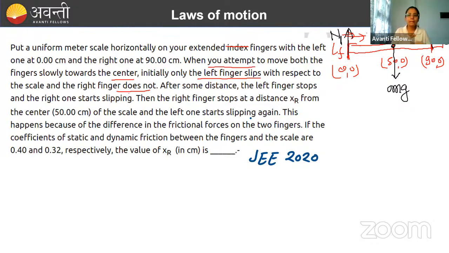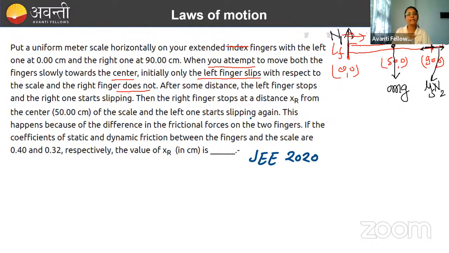What else? Initially it is said that the left finger is slipping and the right one is not slipping. Not slipping means what? Whatever horizontal force I am applying, whatever effort I am putting to move the finger here, that is getting balanced by the friction force at this point. That is why my right finger is not moving, right? So the right finger will apply friction force, value equal to mu s into N, static coefficient of friction I will use, because the right finger is not moving. So static friction. And here what is happening? It is moving.